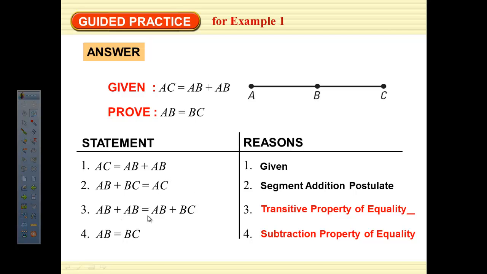Finally, if you notice, there's an AB on both sides, and we're trying to figure out if AB is equal to BC. So if we subtract out the AB on both sides, we get AB is equal to BC.